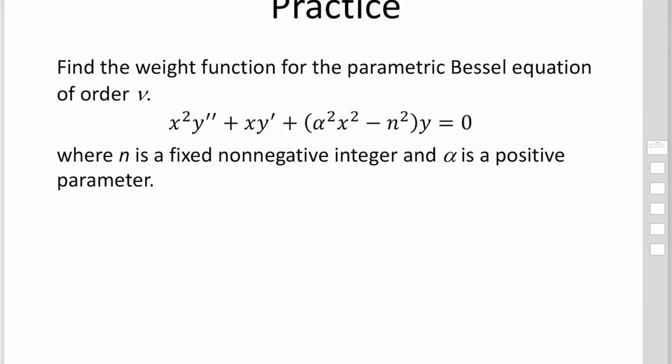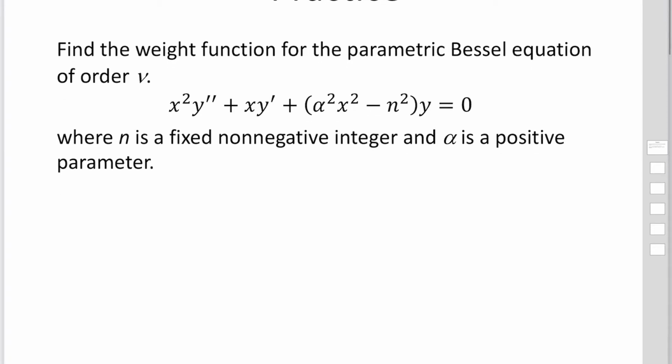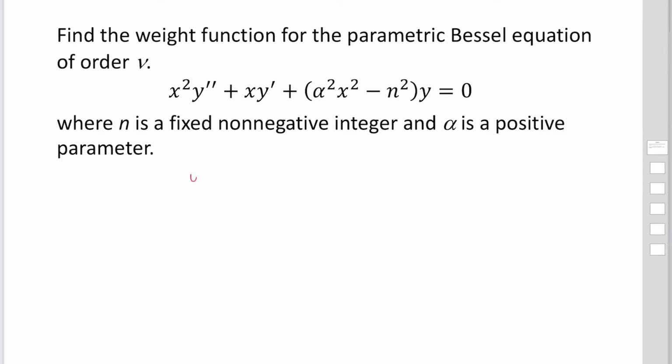To find the weight functions, at first you need to convert the equation into the standard form by dividing by x squared. Then y double prime plus 1 over x y prime plus (alpha squared minus n squared over x squared) y equals 0.